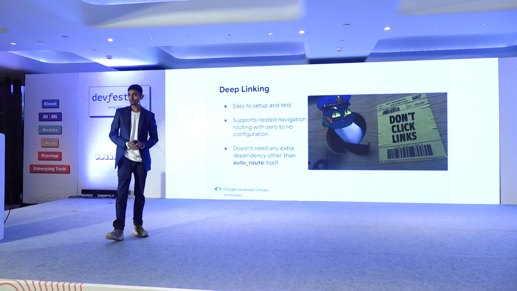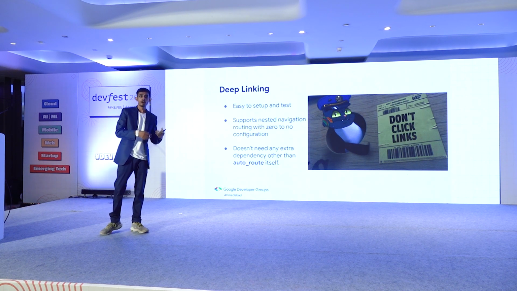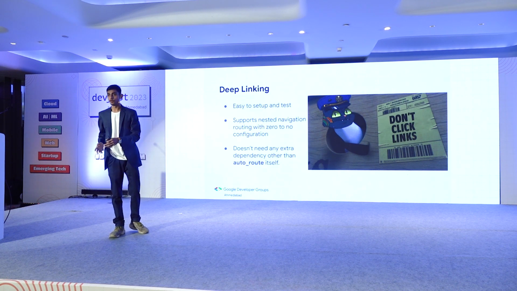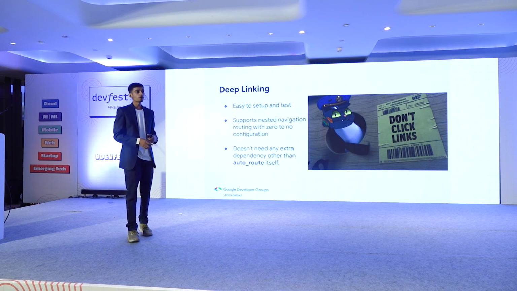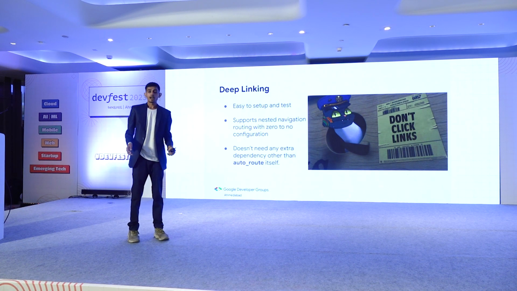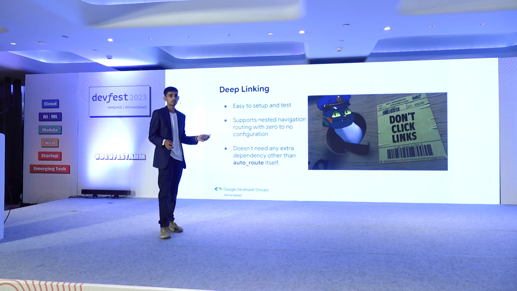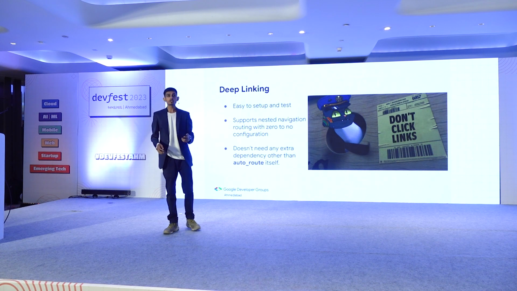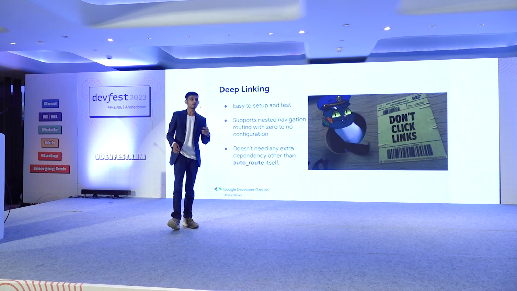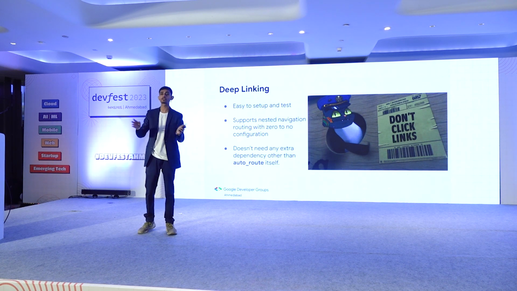From default, or you might have to use some kind of packages, app links or unilinks if you are using Navigator 1.0 APIs. But now let's say I don't want to use any kind of packages. I just want to use AutoRoute in that. Can I use it? The answer is yes. You don't need any kind of packages if you want to use AutoRoute, because AutoRoute provides deep linking support by default also. So AutoRoute provides nested navigation, deep linking, route guards, so forth and so on.